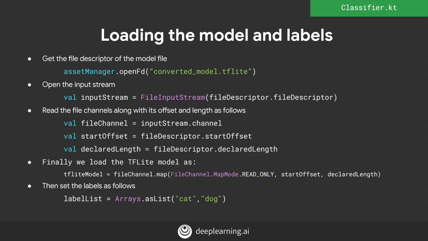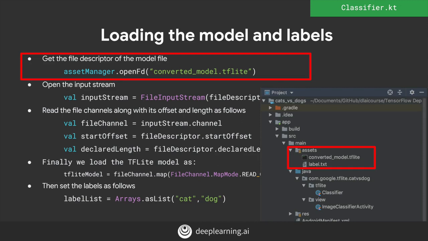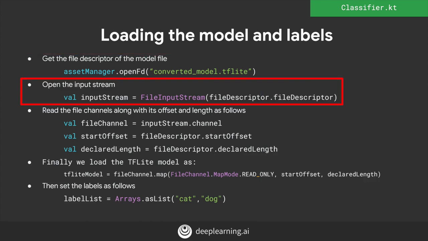When it comes to loading the model and the labels, there's a few steps that you need to go through. Let's go through this piece by piece. First of all is loading the model. The TF-Lite file that you created when used in Android should be placed in the Assets folder. You can load resources from here using the Asset Manager as shown to get a file descriptor. The file descriptor is then passed to a file input stream object in order to set up an input stream.